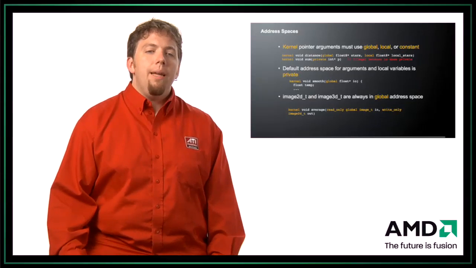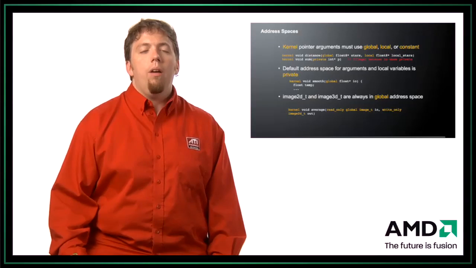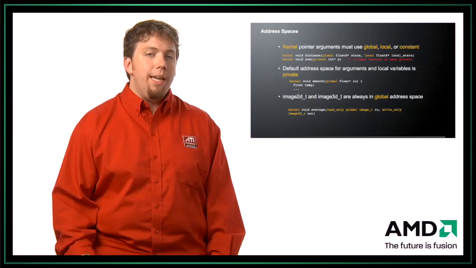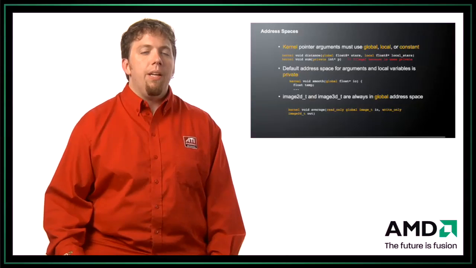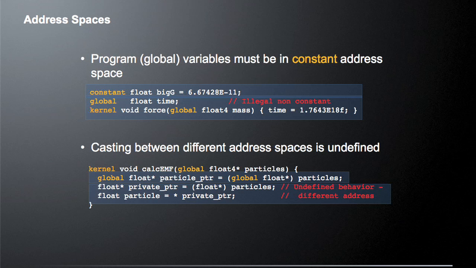Note that image2D and image3D are always in the global address space. You also need to specify with the image types whether they are read-only or write-only. So in that kernel, are you reading it or writing it? Because you can't do both at the same time with the image types. Program global variables must be in the constant address space. Say you have a global variable that's being used by multiple kernels. That must be constant, so you cannot have a global value that is not constant.